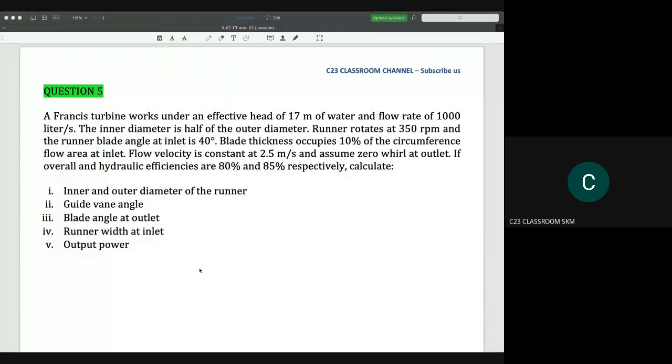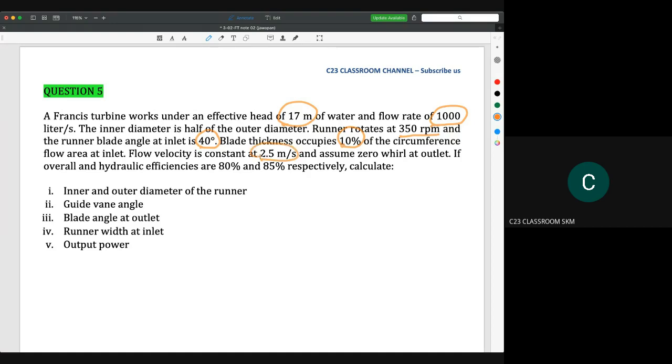So we go for question number 5 here. A Francis turbine works under an effective head of 70 meters of water and flow rate of 1000 liters per second. The inner diameter is half of the outer diameter. The runner rotates at 350 RPM and the runner blade angle at inlet is 40 degrees. Blade thickness occupies 10% of the circumference flow area at inlet. Flow velocity is constant at 2.5 meters per second and assume zero whirl at outlet.